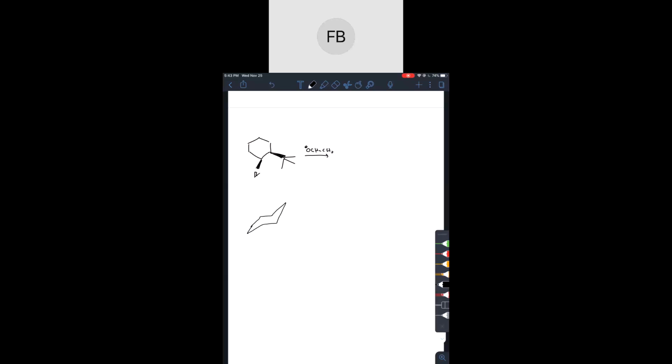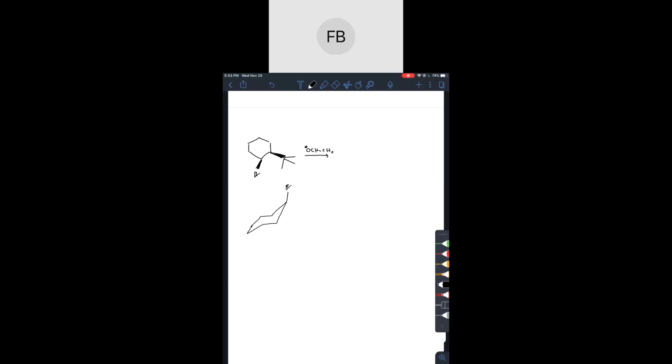The one thing about the anti-periplanar rule is that your leaving group and your beta hydrogen need to both be axial. They can be up or down, it doesn't matter, but they have to be axial. They can't be equatorial. So first, let's start with our bromine, which has to be axial.